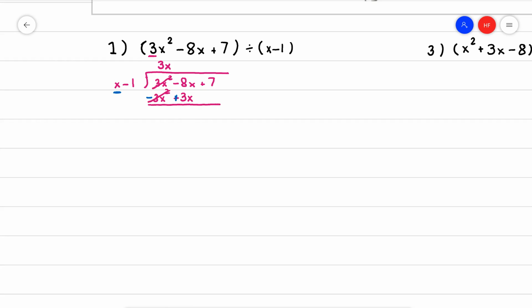3x squared minus 3x squared will cancel out. And then negative 8x plus 3x will be negative 5x. And we'll bring down that 7. Now we're trying to take x into negative 5x, which would take negative 5, bringing me to negative 5x. And negative 5 times negative 1 is a positive 5. We are subtracting that entire thing, so both of their signs need to change.